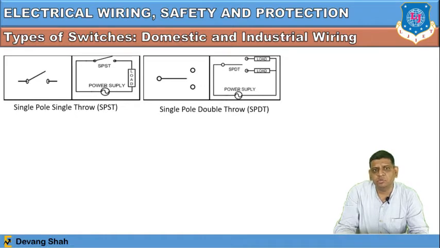And this is a single throw, so the connection would be made with a single path. In the same way here, single pole, you can see the pole is one, but there is a double throw. So the current can pass in two directions. That is better depicted in this particular circuit.